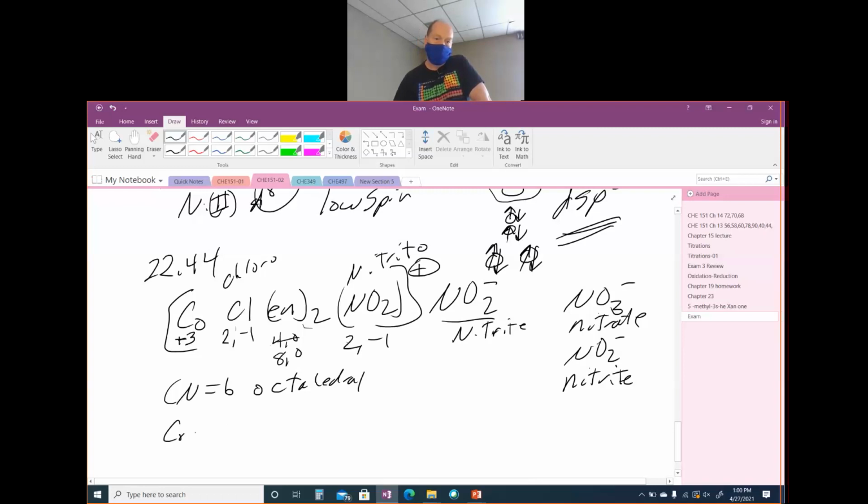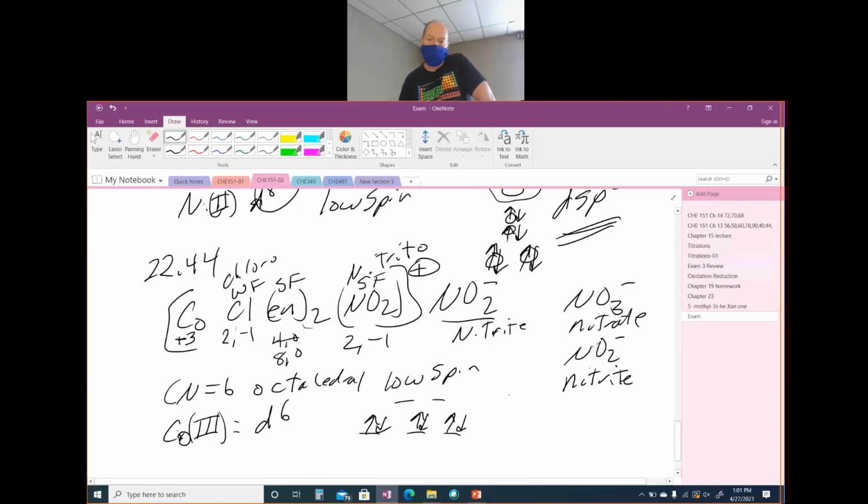And so your cobalt is oxidation number of 3, and your cobalt 3, you look at cobalt, and the number above your cobalt is 9. Cobalt 3 is d6. All right, and you have a weak field ligand, you have a strong field ligand, you have a strong field ligand. You only need one strong field ligand to make this low spin. And so when you put in your 6 electrons, they all are at the bottom, low spin. And so this is a d2sp3.